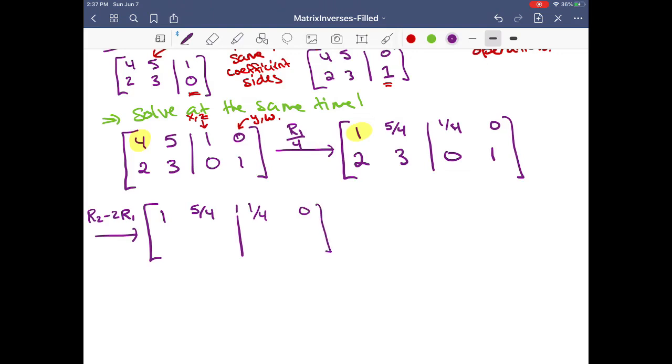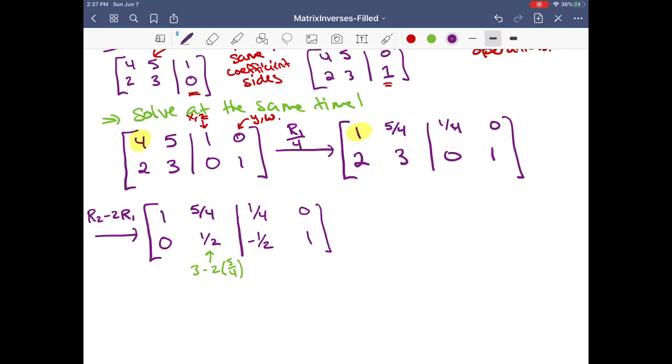Okay, I'm only changing row 2, so this is going to be a 0. In this entry, I'm going to have 3 minus 2 times 5 over 4. So that's actually 3 minus 5 over 2. So it's 6 over 2 minus 5 over 2. I think I get 1 over 2. Okay, now I'm going to have 0 minus 2 times 1 over 4. That's just going to be minus 1 over 2. And the 1 minus 0 is still 1.